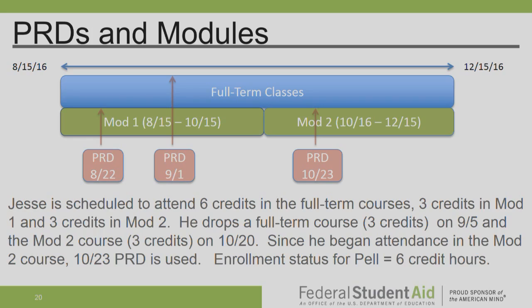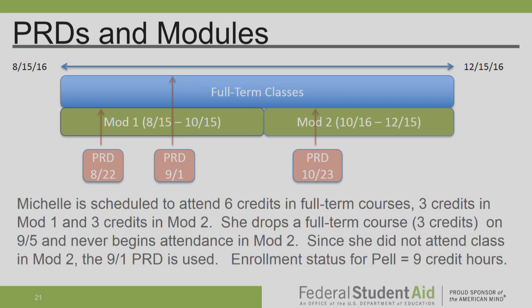Do you see what happened here, though? He did indeed drop 1 full-term course, even though it was after the second PRD. You see that? I don't care. A PRD is a PRD. It doesn't only relate to module courses. So I have to take into consideration all the courses that he has dropped and added up to that 10/23 Pell recalculation date that has been activated, and that is the last one. And so that makes sense now, right? That Jesse is only half-time. I'm going to do some recalculating, am I not? Yes. Yeah, okay.